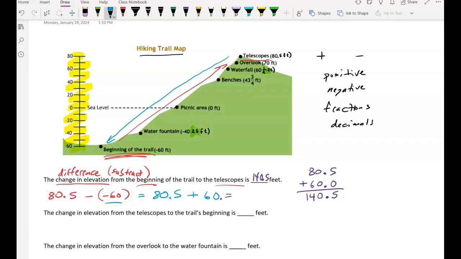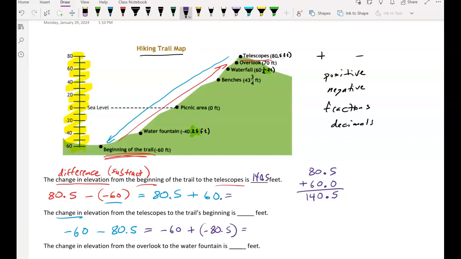So remember, we're trying to find the change in elevation, which is the difference, and when it's a difference, we are going to subtract. So the first thing I'm going to do is put the trail's beginning, which is negative 60, and then I'm going to subtract the telescope's elevation, which is 80.5. All right, now when I do that, I'm adding the opposite, right? Subtraction is adding the opposite. So negative 60 stays the same, but I'm going to add the opposite of 80.5, which is negative 80.5.